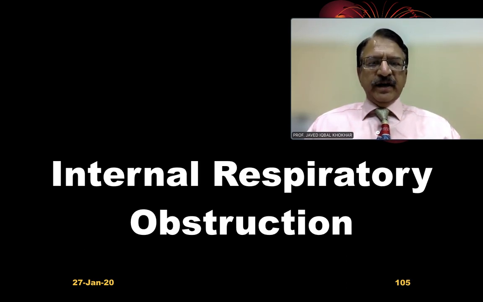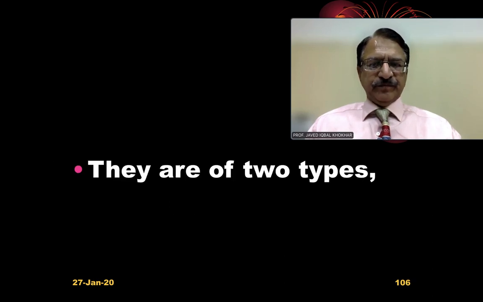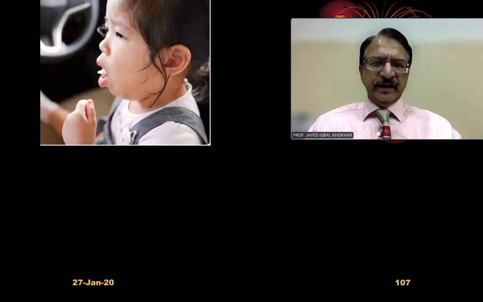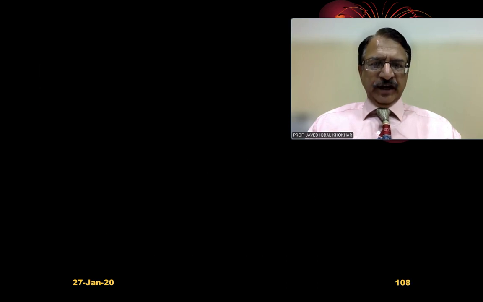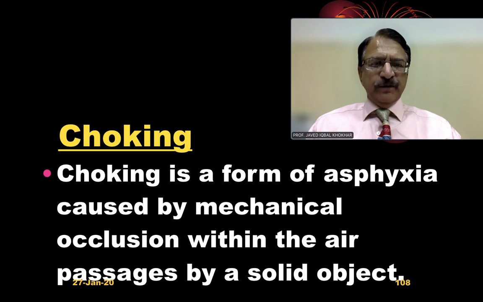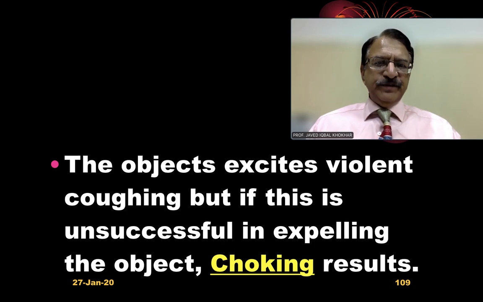Now, what are the internal respiratory obstructions? There are two types: choking and gagging. Choking is a form of asphyxia caused by mechanical occlusion within the air passages by some solid object, that is, inhalation of some solid object into the respiratory passages. This object excites violent coughing to get it out. But when this is unsuccessful in expelling the object, then choking results.